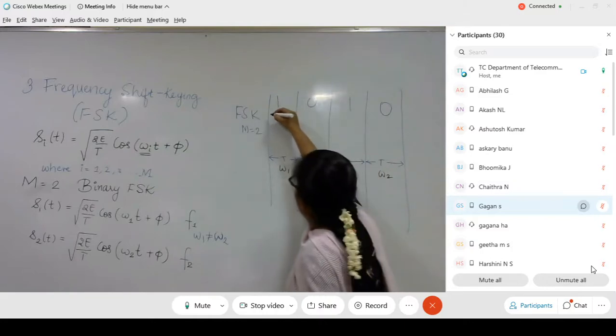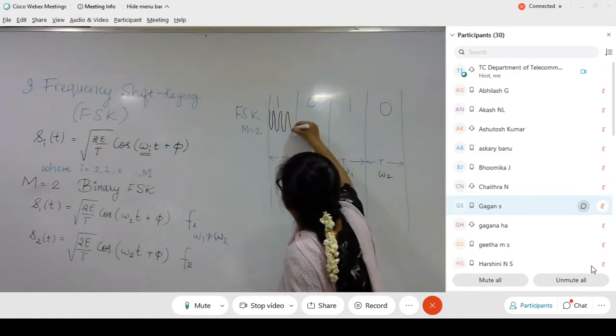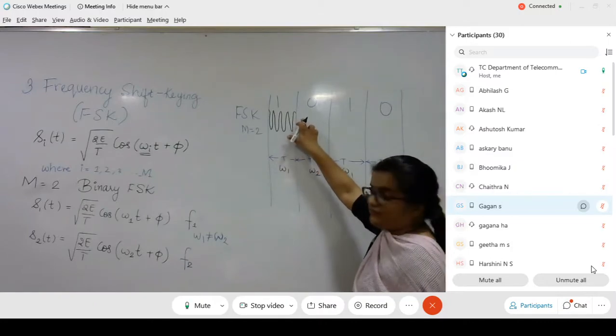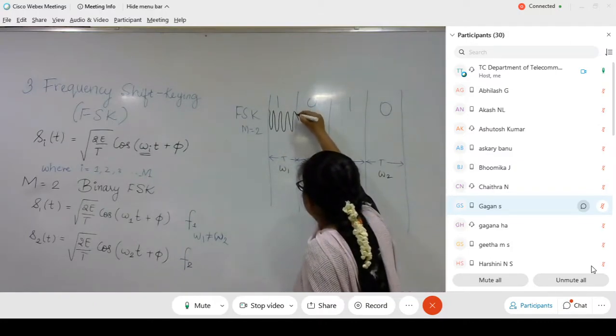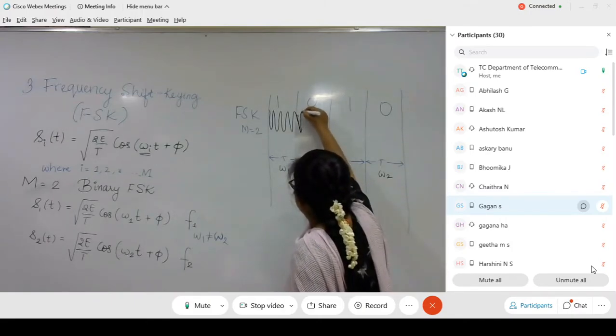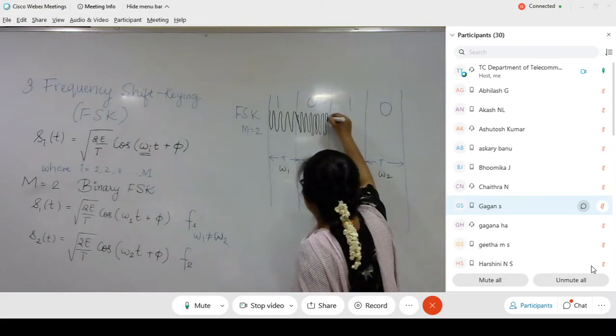So it can happen two ways. I can start off with the cos of a certain frequency omega 1, and along with the same phase, the next bit representation can take a larger frequency. It can take another frequency called omega 2. The next bit is 1.